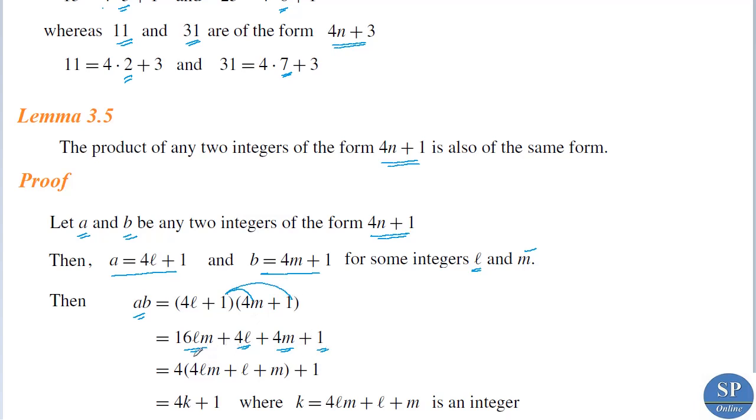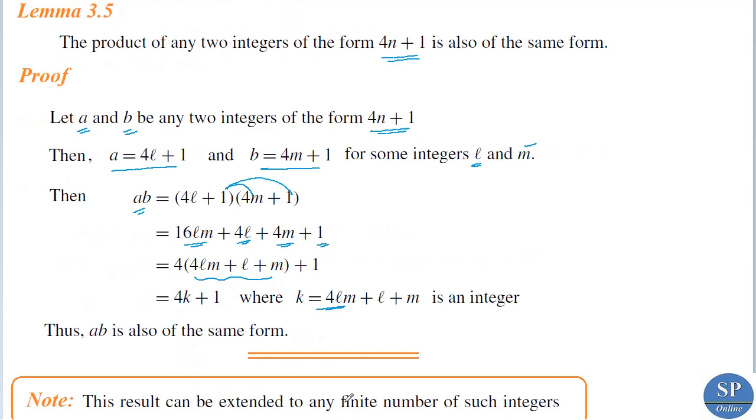From the first three terms we can take 4 outside, so 4 into 4lm plus l plus m, plus 1. Now l and m are integers, so 4lm plus l plus m is also an integer, and let it be k. So it is nothing but 4k plus 1, where k equals 4lm plus l plus m, which is also an integer. So ab is also of the same form, 4n plus 1. Now this result can be extended to any finite number of such integers.